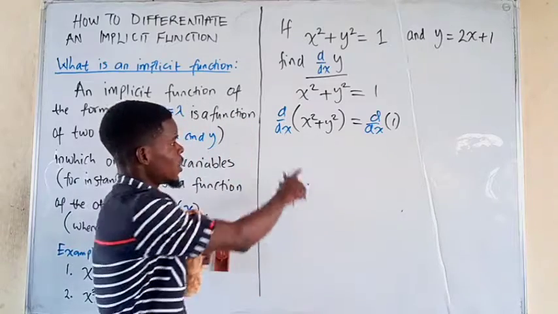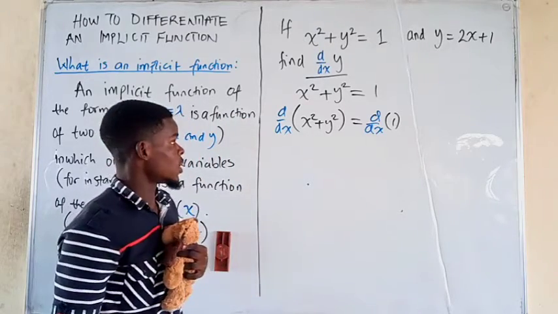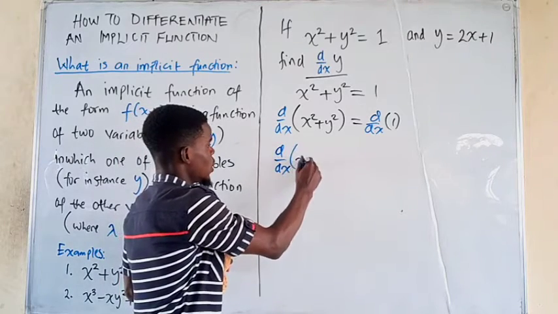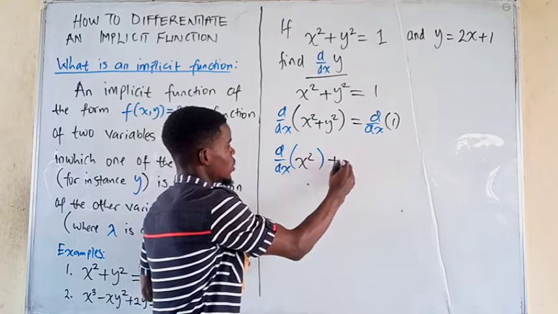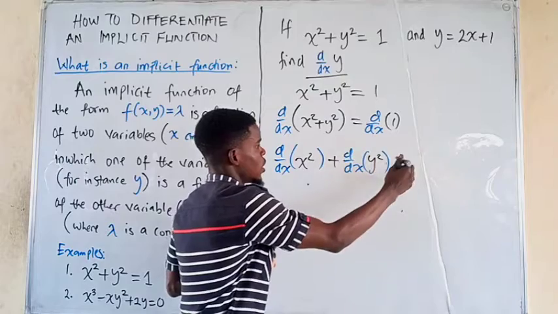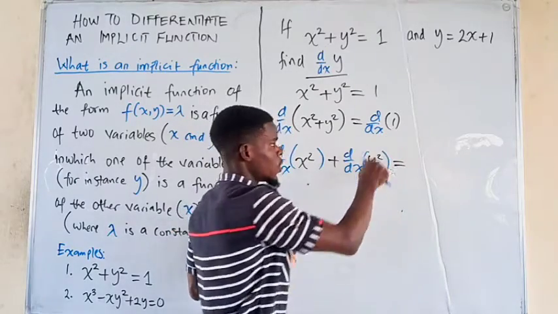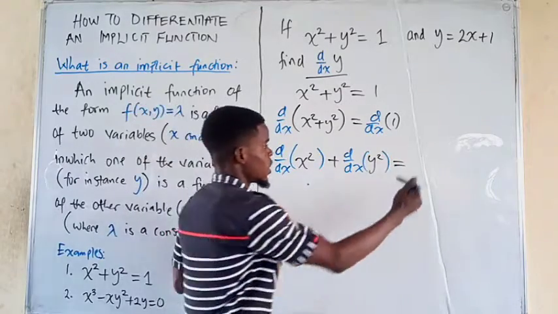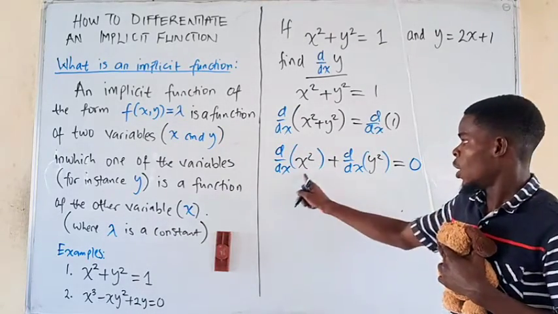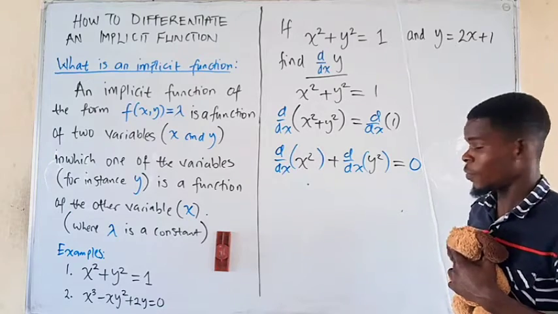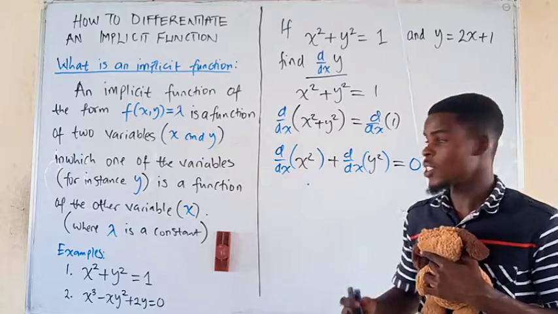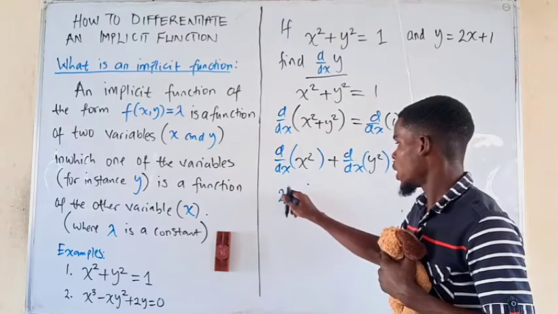And then by using the sum rule, we are going to differentiate each of the terms. That would mean the derivative with respect to x of x squared, we add it with the derivative with respect to x of y squared, and then we equate that with the derivative of 1 with respect to x, which will just give us 0. Now we can just differentiate this. The derivative of x squared, just by using the power rule, will give us 2x.